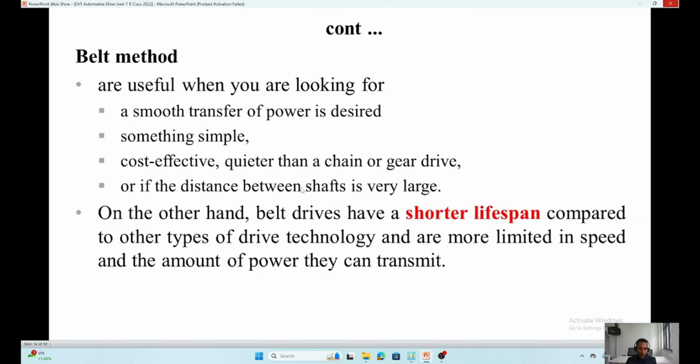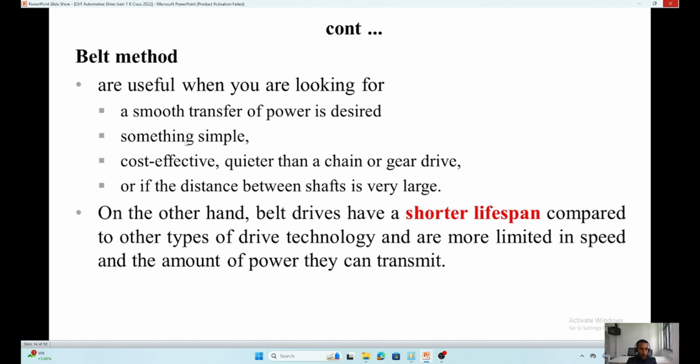The third part is the belt method. If you observe the belt method, it is really useful when a smooth transfer of power is desired, because belts are preferable for transferring smoothly, and when they operate, they are really silent relative to chain and gear, because they have rubber with the pulley and the contact is really smooth.